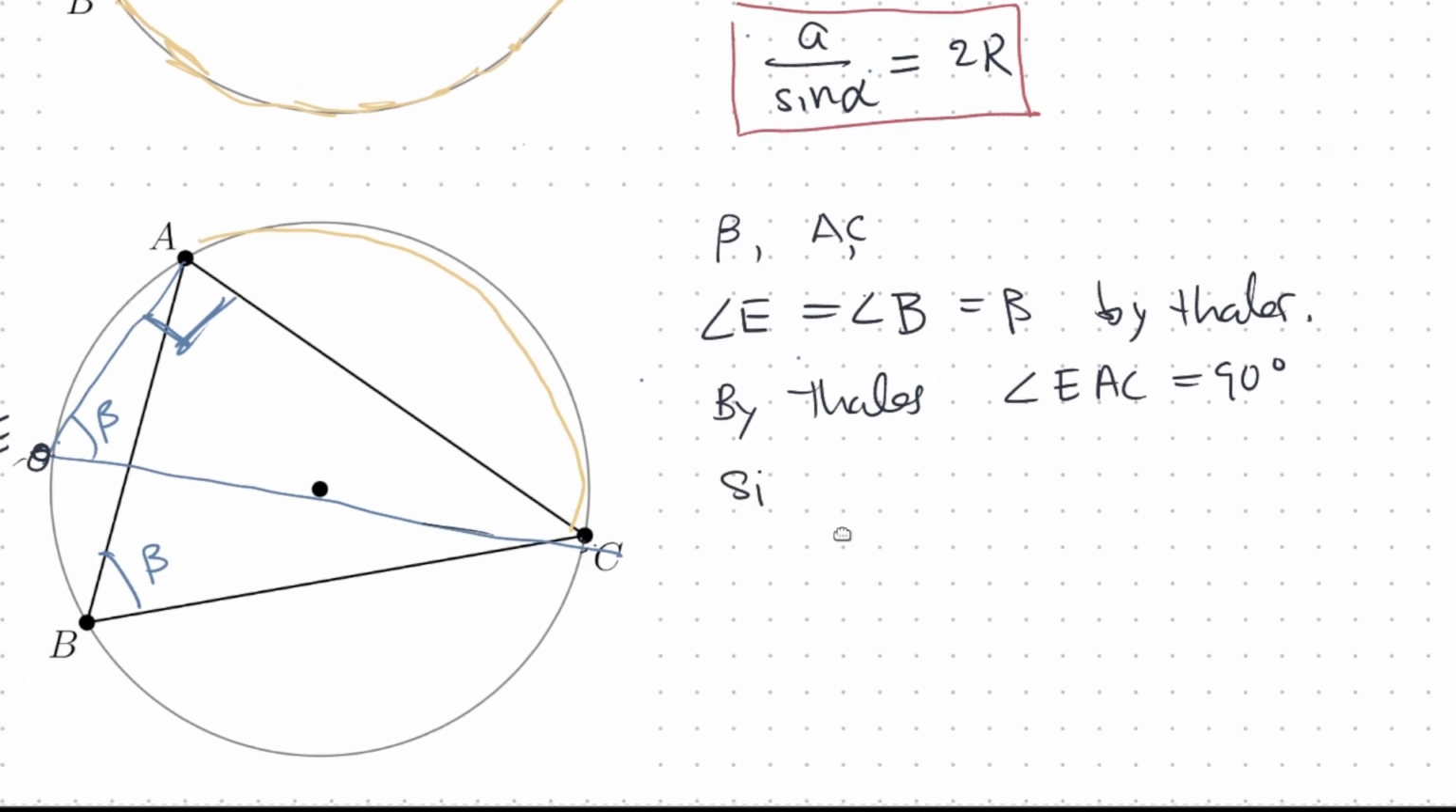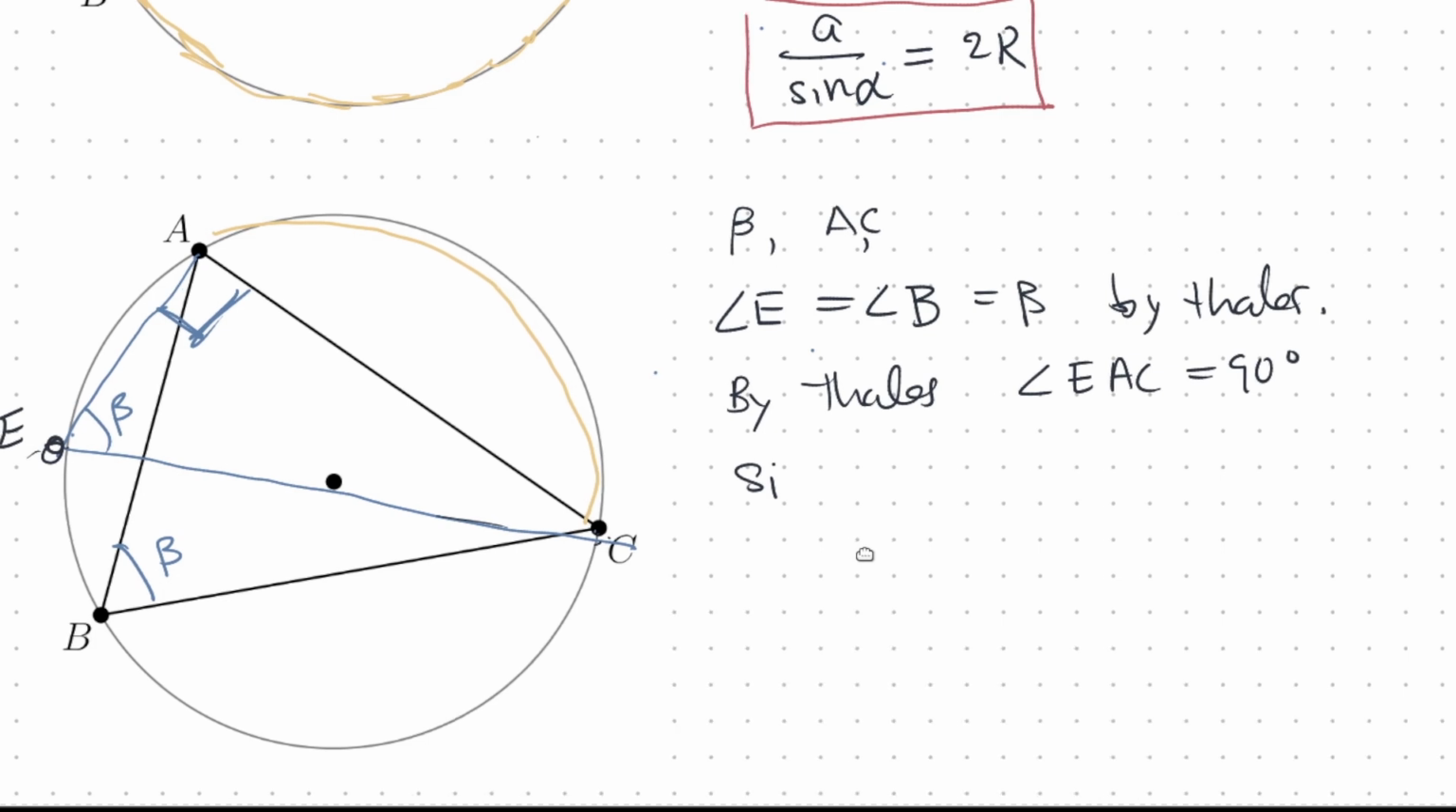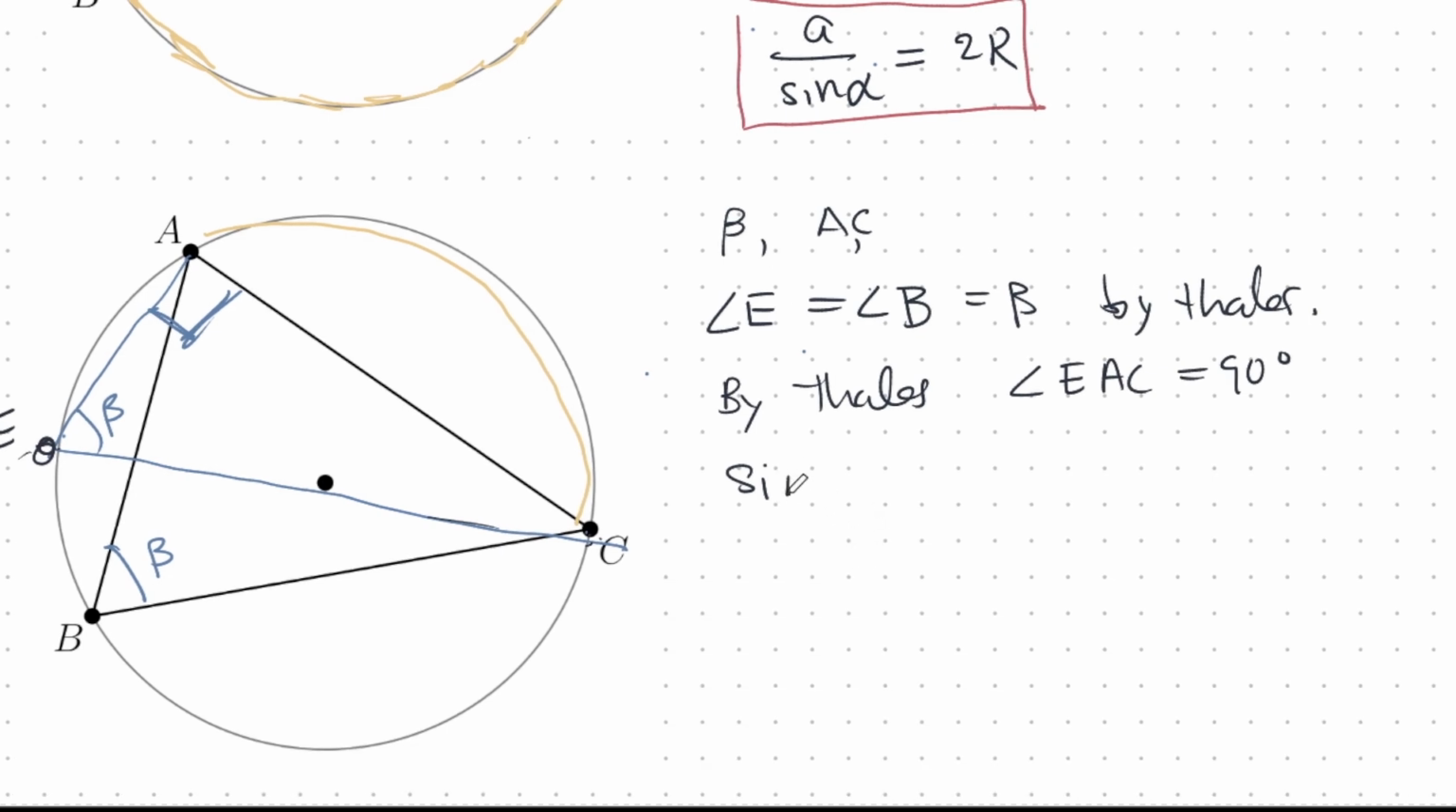Sine beta equals what? Well, it's not obvious what sine beta is if I'm looking at beta over here. But because of the magic of Thales' theorem, I can look at beta over here, and suddenly I can derive an expression for sine. See, that's the beauty of what we're doing. That's why we're constructing this line through the center like that.